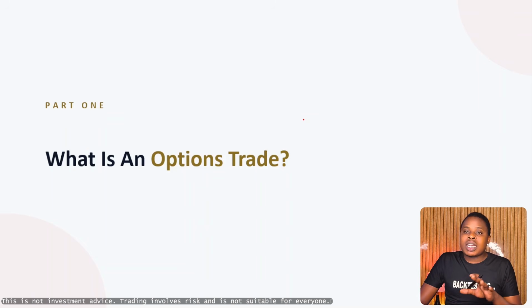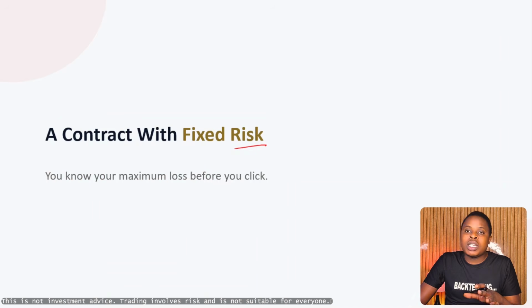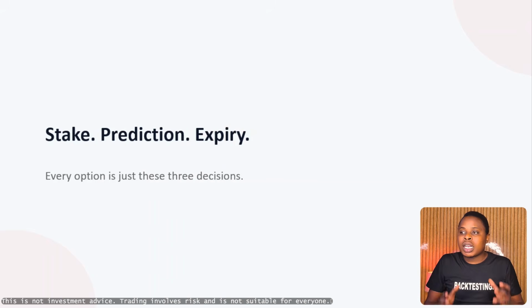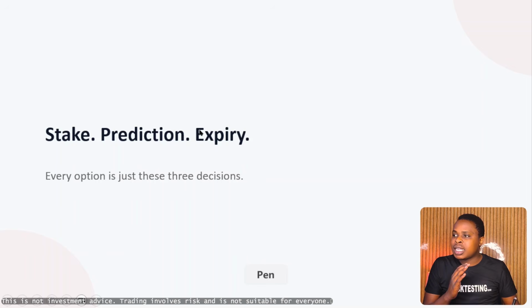So let's start off by answering the question, what is an option or what is an option trade? An option is basically a contract with a fixed risk. Before you place your trade, you know exactly how much stake you are putting, or how much risk you are putting in the market, and you also want to predict what the market is likely to do. But the most important thing about the option is not the prediction or the stake, it is the expiry.